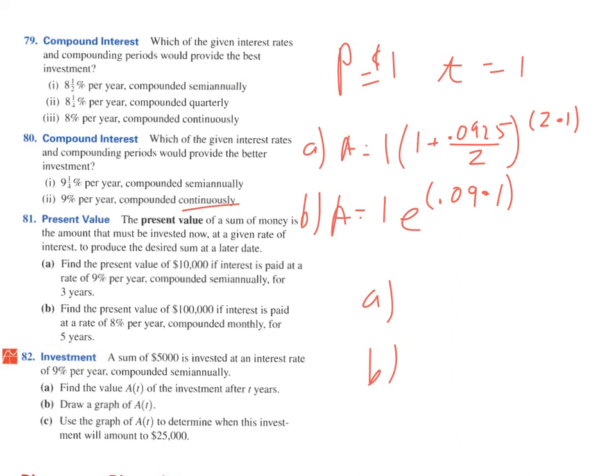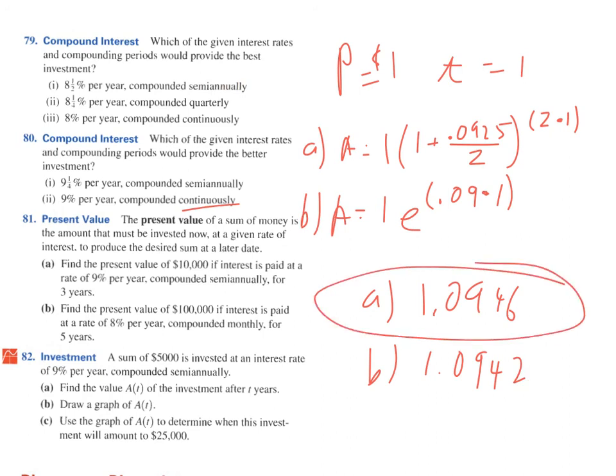I like using 1 because I actually don't need to type that in. So we'll do this one, and this one comes out to 1.0946. And the other one, e to the power of 0.09, is 1.0942. So actually, this one is a little bit better. I'd rather them compound it more, like continuously, but since this interest rate is higher, that did actually make it a little bit better.